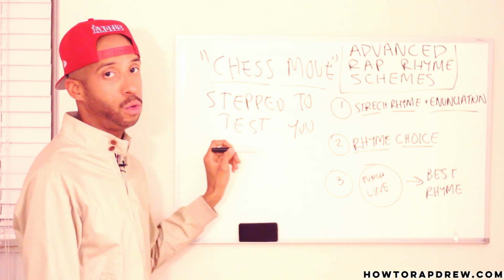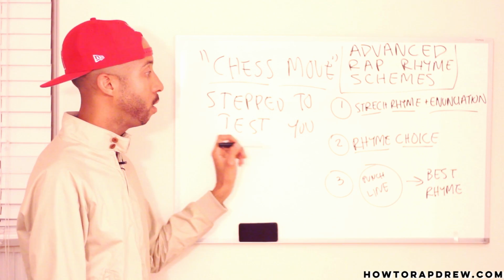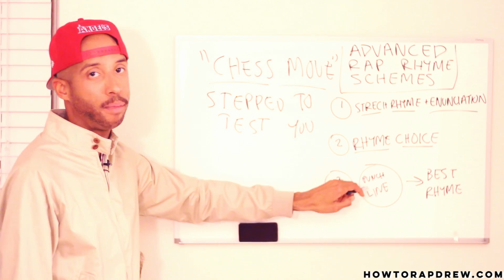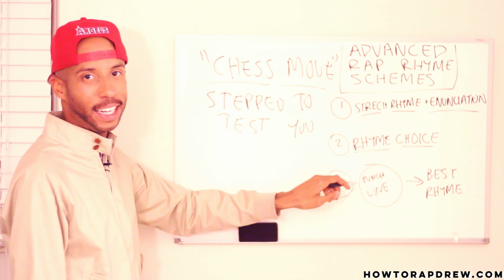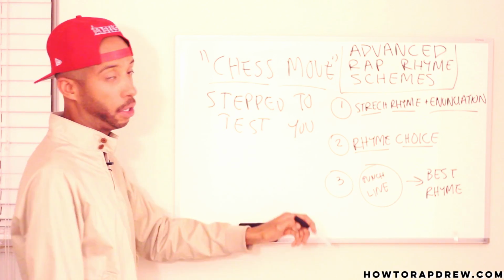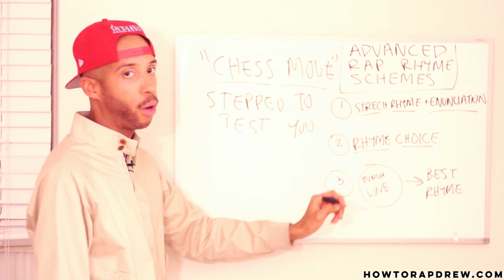Why would I not use chess move and dead moose as a rhyme? Because that's not the best rhyme choice. And why is that? Because it's hard to make a punchline off of dead moose. You know what I mean? Like, I'm running the game over like a drunk driver on a dead moose. You know, you're stretching, and I'm not talking about stretch rhyme, right?